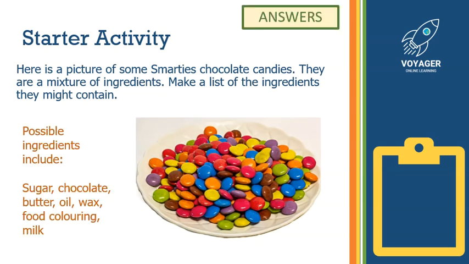Welcome back. Here are the answers to our starter activity. Possible ingredients include sugar, chocolate, butter, oil, wax, which gives them that shiny appearance, food colouring, and milk. How did you go? Did you write down any of those ingredients?